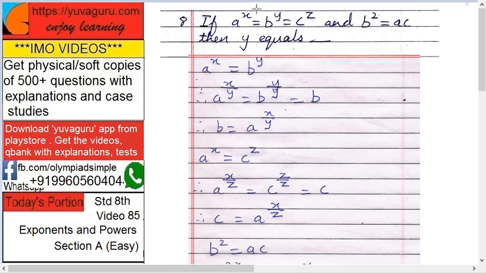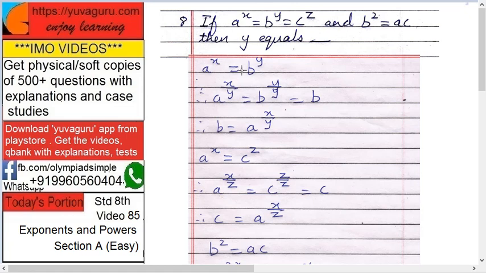If a raised to x equals b raised to y equals c raised to z, and b square equals ac, then the value of y is... These two expressions, or equations, are given and we have to find the value of y. Now these problems you will have to practice only. There is no logic or anything to this, just practice.